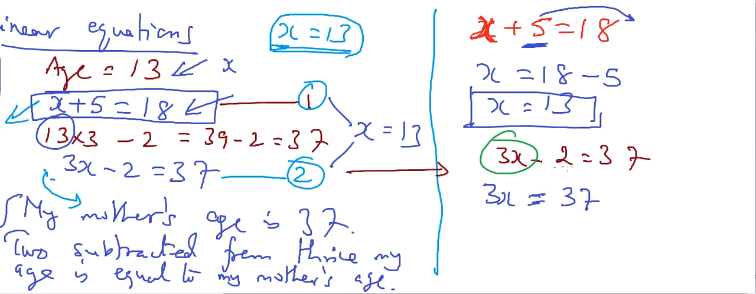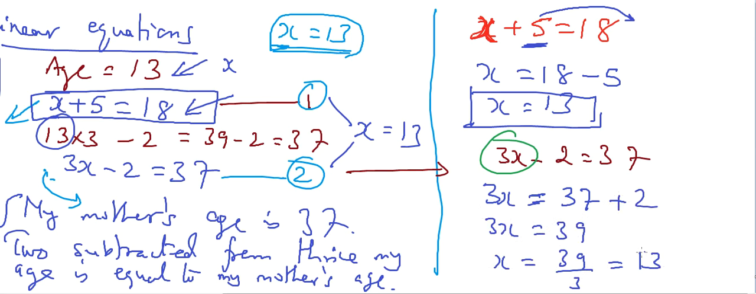But say 2 goes to the other side. So minus 2 here, this side. So when it goes to the other side, the sign changes. It becomes plus 2. So 3x is equal to 39. Correct. So 3 times x is 39. So x is equal to 39 by 3, equal to 13. We divide 39 by 3, we get 13. See, this is the value of x. See, both equations give the same value of x. So this is what we call solving an equation. Solving an equation is finding the value of that variable.